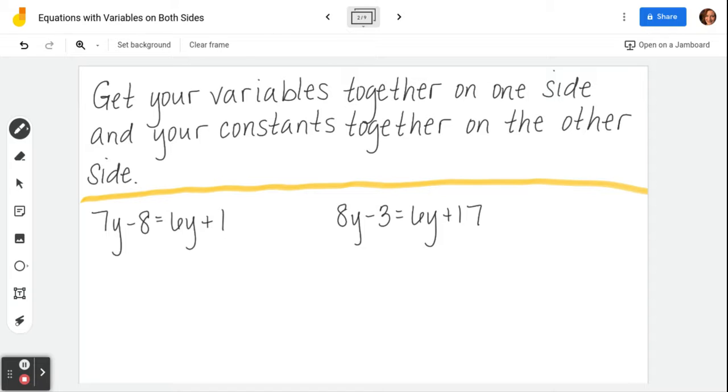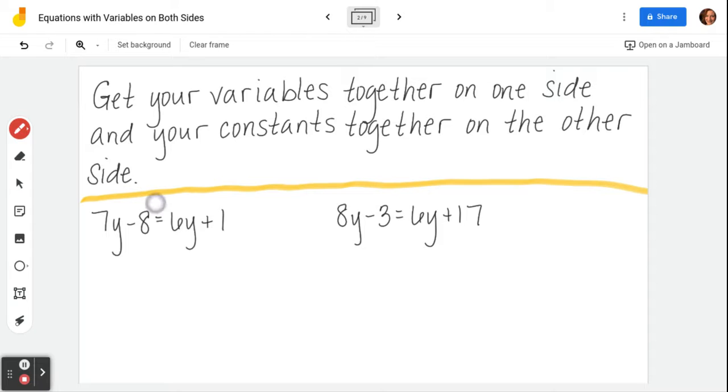So let's check out this first problem here. I have 7y minus 8 equals 6y plus 1. We've got to get those variables together. So I can either subtract 7y from both sides. That'll make it drop out on the left, but that's going to give me a negative on the right. It's okay, but I'd rather keep it positive if I could. So I'm going to go with the second option, which is subtracting the 6y from each side.